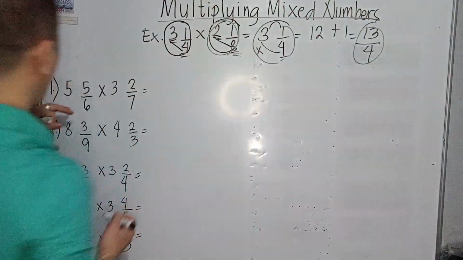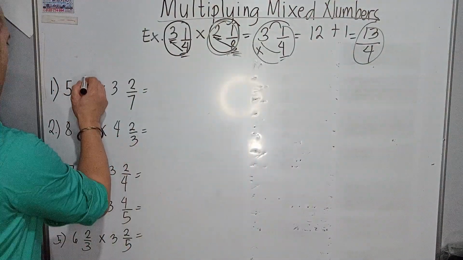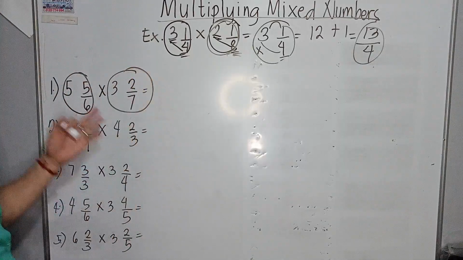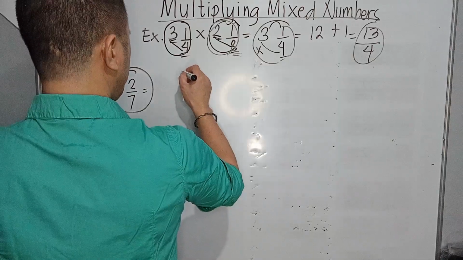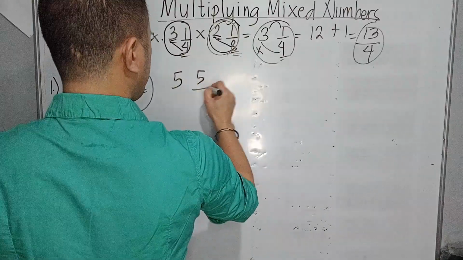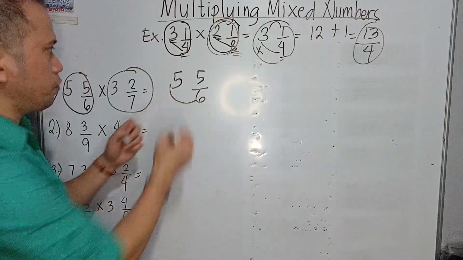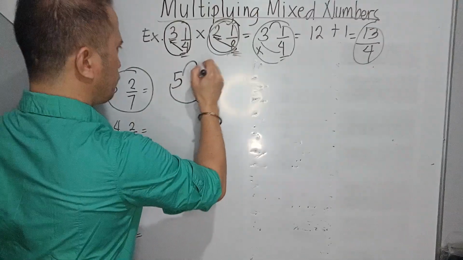Okay, we need to solve first. Number 1, we have 5 and 5/6 times 3 and 2/7. Let's start first. 5 and 5/6. We multiply that, 6 times 5, then plus 5.